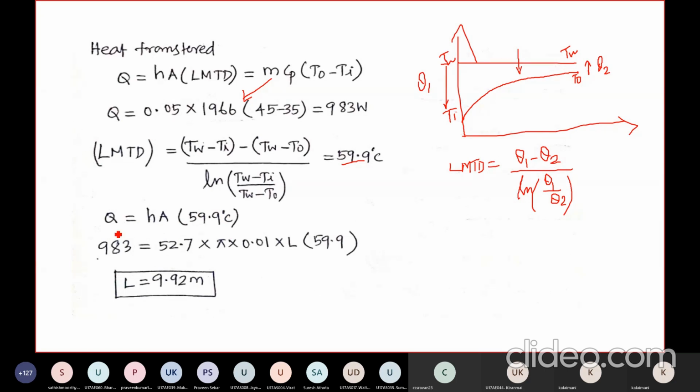Okay, then Q equal to 983 is equal to your convective heat transfer coefficient. We already found the area. The contact area is pi d L, where the length of the tube is unknown, into 59.9, and from that I find the length of the tube is equal to 9.92 meters. Okay.